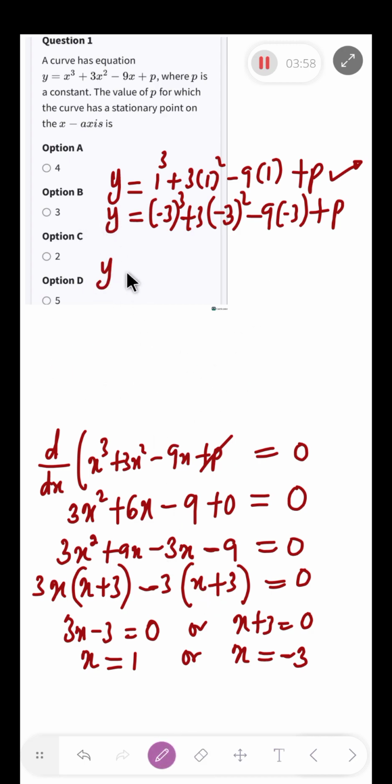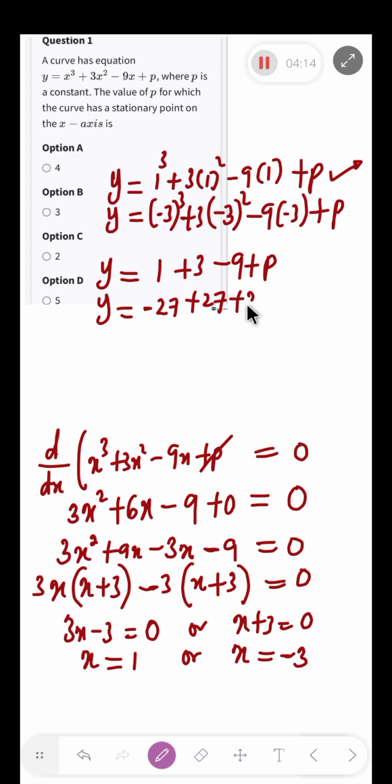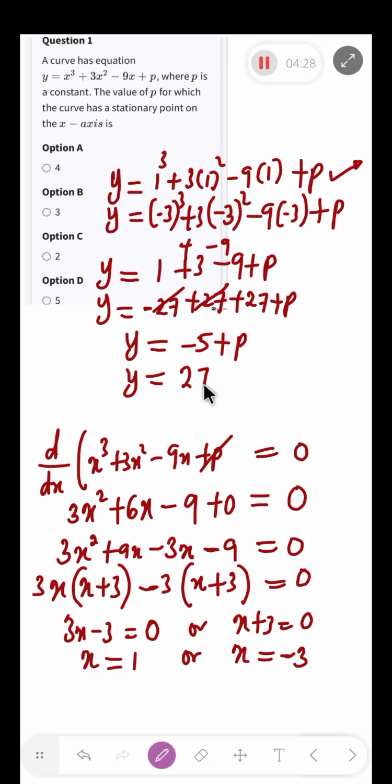Now you have y equals 1 plus 3 minus 9 plus p. Similarly, in this case, we have minus 27. Minus 3 squared is 9, times 3 is 27. Minus minus is plus 27 in this case, then plus p. This cancels this. 4 minus 9 gives minus 5. So I have y equals minus 5 plus p. And at the same time, I have y equals 27 plus p.